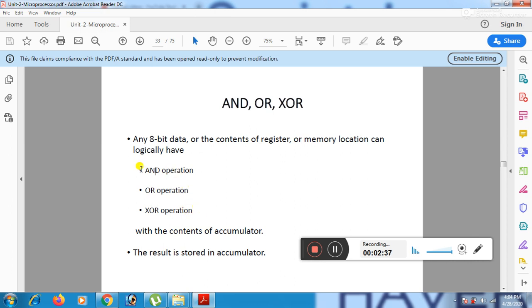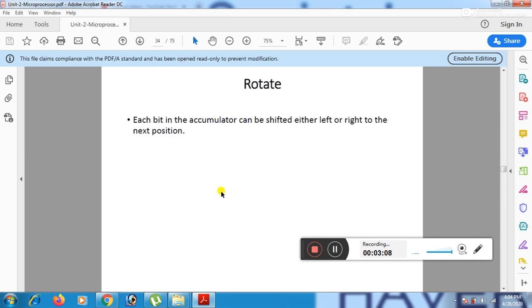So these three operations have to be done with respect to accumulator only. Fine. We cannot, for example, find the OR or AND of B and C. So one data has to be there in accumulator. So the logical operation has to be done with respect to accumulator. Fine. The result is stored in accumulator only. So as we are doing AND or XOR operation with respect to accumulator, the answer will be stored back in accumulator only.